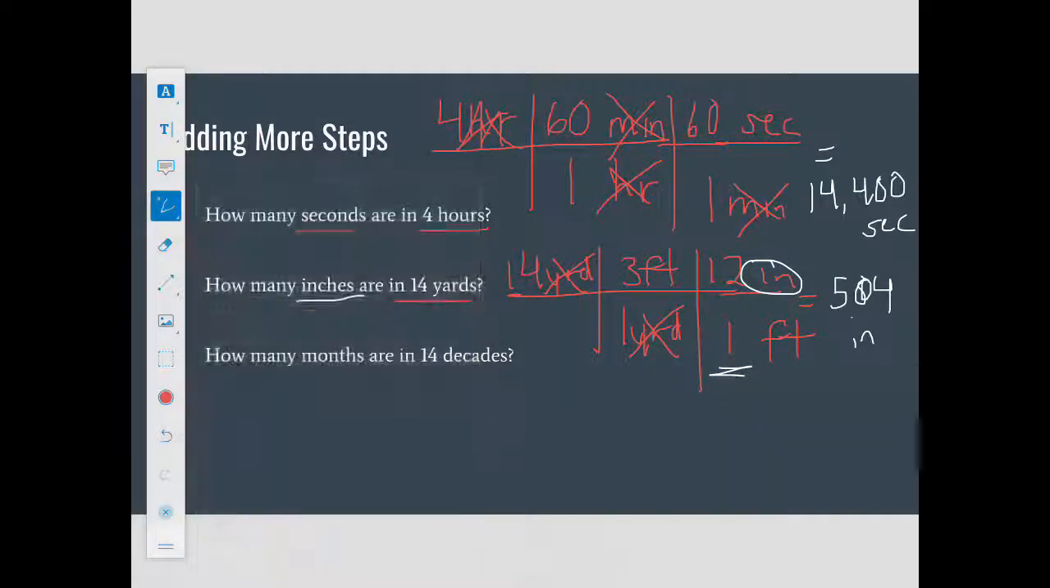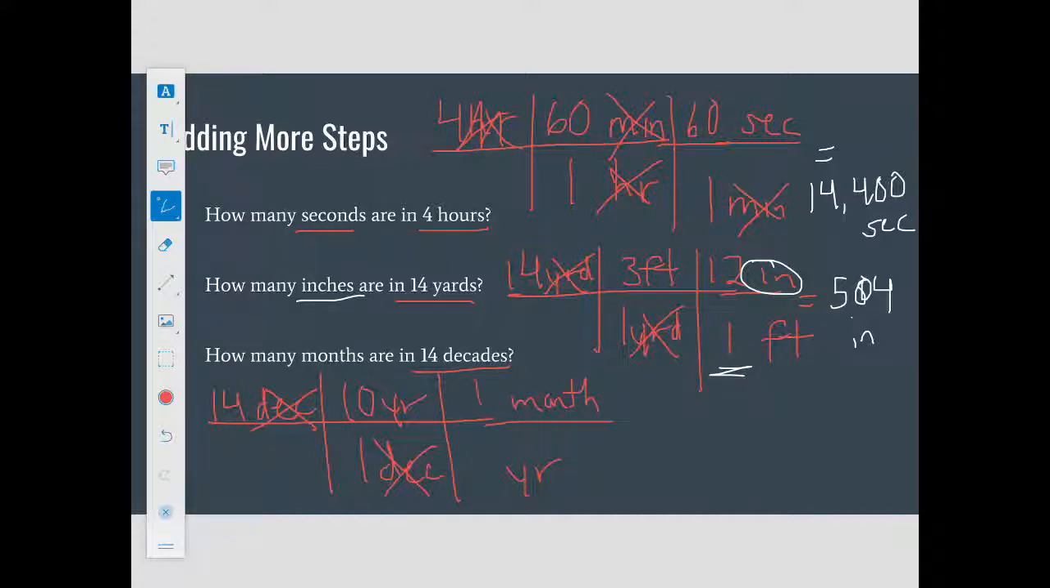All right, let's look at this one over here. How many months are in 14 decades? All right, so a decade is 10 years. So 14 decades. That's the number we're given. We do our crosshairs. For every 1 decade, there are 10 years, right? Decades goes away. And then we're left with years. So we need to get out of years and into months. For every 12 months, there is 1 year. And that's the end of that problem right there. We'll be able to just multiply across the top, divide across the bottom. And we get that there are 1,680 months in 14 decades.